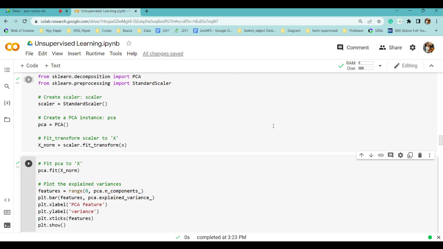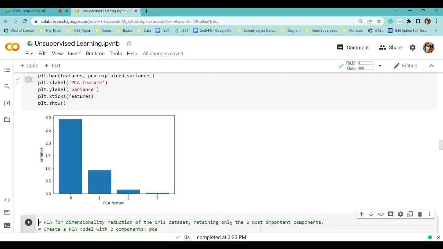Now x norm is the normalization of x, which I have done. I just run this, okay. So I'm fitting my PCA data with the x normalization. Now I'll show you a graph. Wait, let me run this. See, now you can see the things I was telling you, whoever asked me, I didn't know your name.